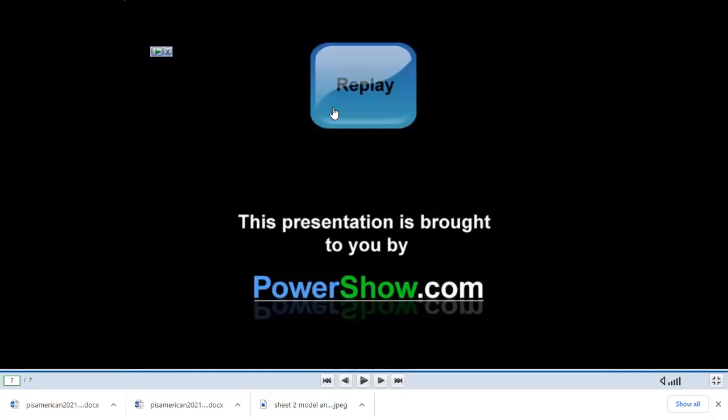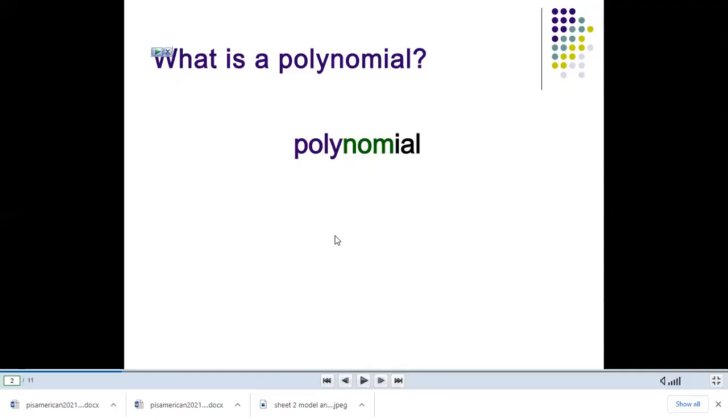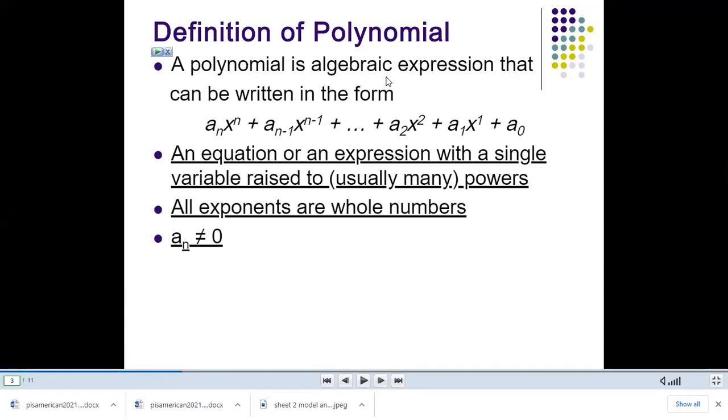Okay, so this is just to know the difference. Terms are added or subtracted. A polynomial is an algebraic expression that can be written in the form a n x to the power of n, which means you have a coefficient and a variable. It is an expression with a single variable raised to usually many powers. All exponents are whole numbers, which means I can't put an exponent that is a decimal or a fraction.